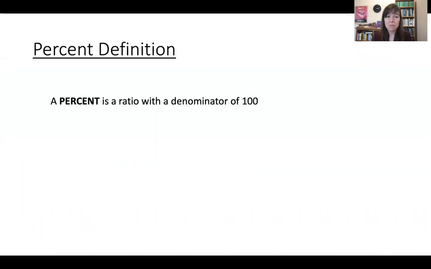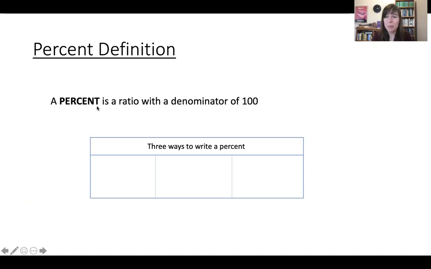So a percent is just a ratio with a denominator of 100. So it's a fraction where the denominator is 100. That's all percent is. In fact, percent just means per 100. Now there are three ways to write a percent. The way we're most used to is with the percent sign.